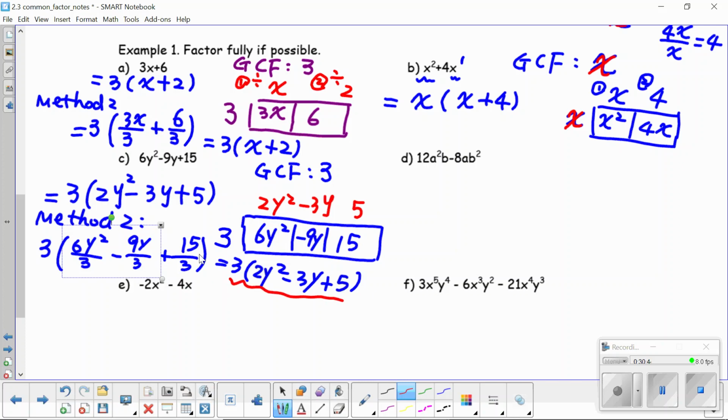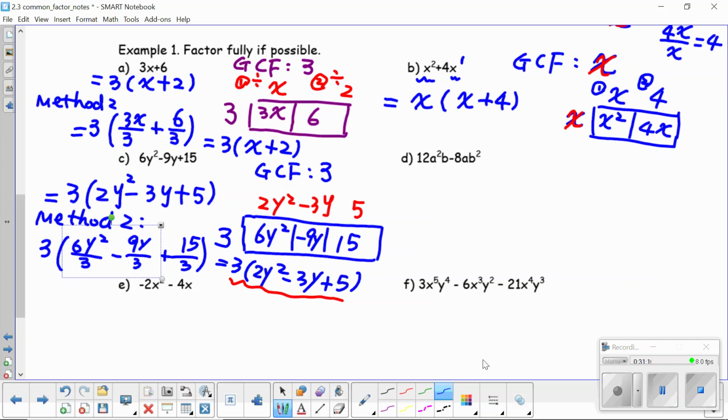It's okay. You just write 3, okay, 6y squared divided by 3, 2y squared. Negative 9y divided by 3, negative 3y. 15 divided by 3 is 5. You have the final answer, then it's okay. So the next 3 questions, I want you to try D and E by yourself.